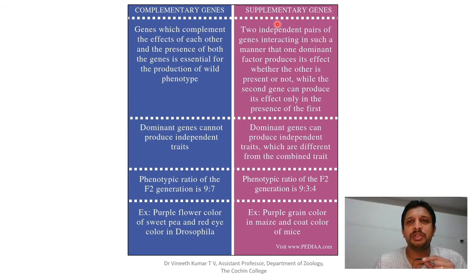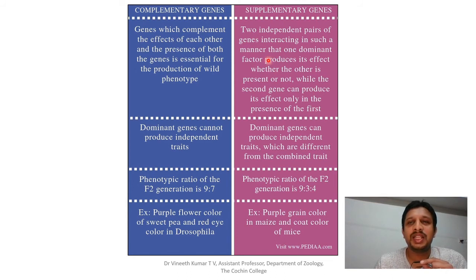But when you come to supplementary, which we discussed in this particular session, we said that one of the genes is independent but the other one is not. So the two independent pairs of genes interact in such a manner that one dominant factor produces its effect whether the other is present or not. We talked about the gene called capital C, which produces the black color in the presence or in the absence of the other. So it is independent, it can produce the effect in the absence of the other. If the other gene is present, it helps the other one to produce another trait. So whether the other gene is present or absent, one of the genes is independent, but the other produces its effect only in the presence of the other.